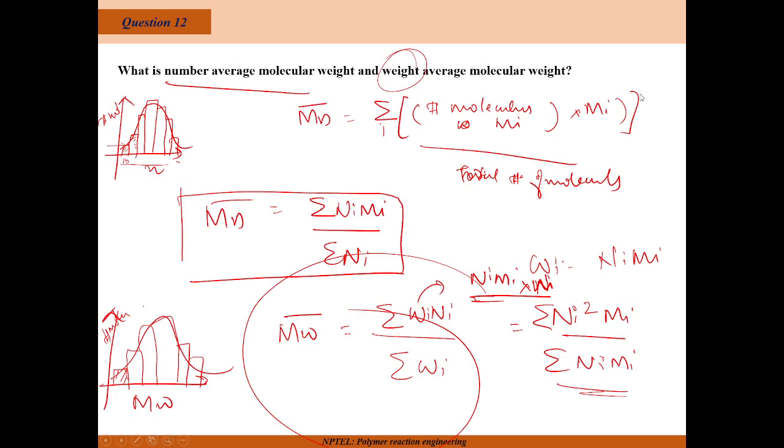Here Mw stands for sigma WI into MI. It is weight into MI. So when we are adding the other equation, it will be NI MI squared.